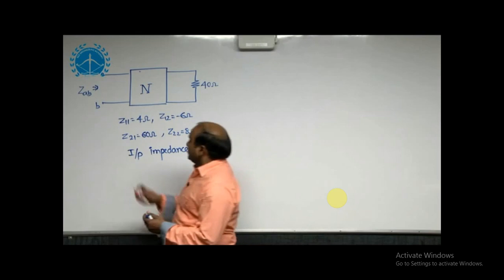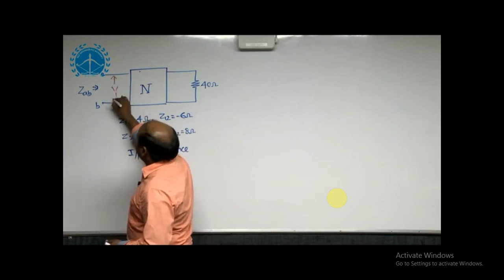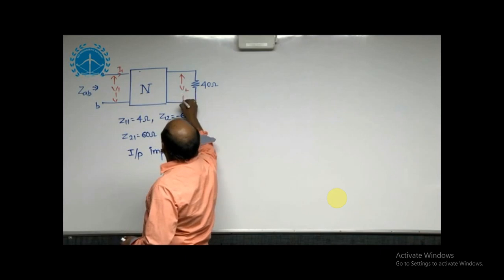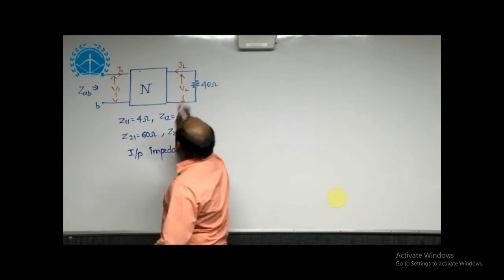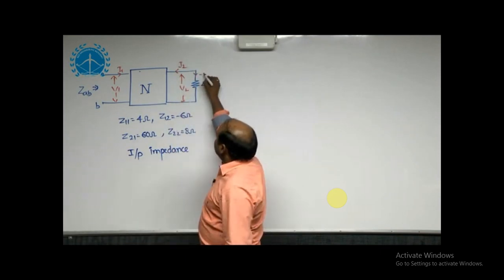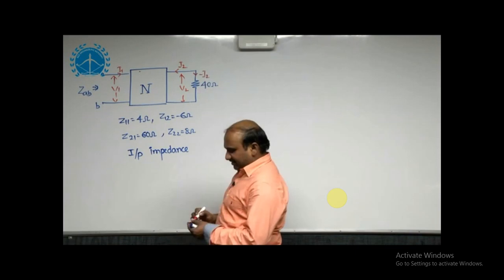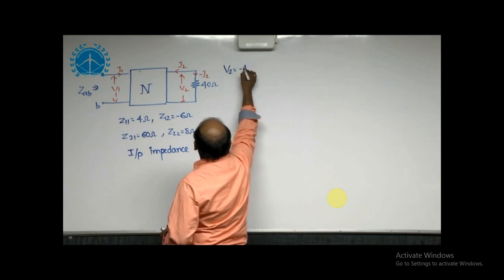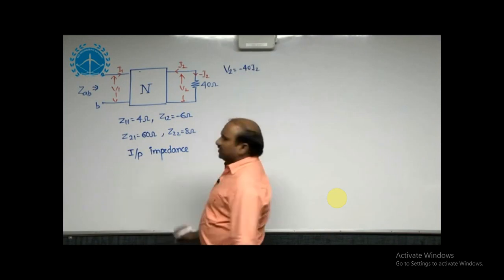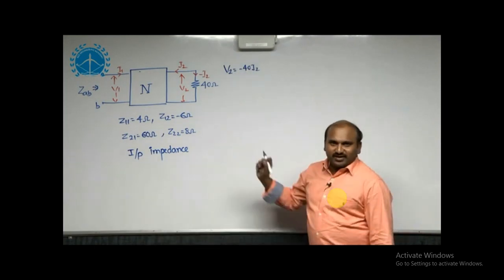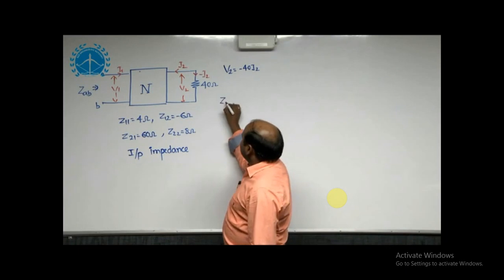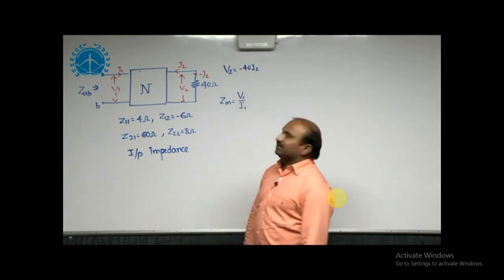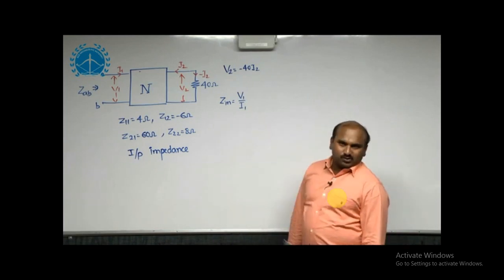According to that, input V1 and I1, and this is V2 and I2. I can take the load current as minus I2. From that I can define the V2 and I2 relation. V2 is equal to minus 40 times I2. For the input impedance, we have to take the ratio, Z in is equal to the ratio of V1 and I1 when I2 is not equal to 0.